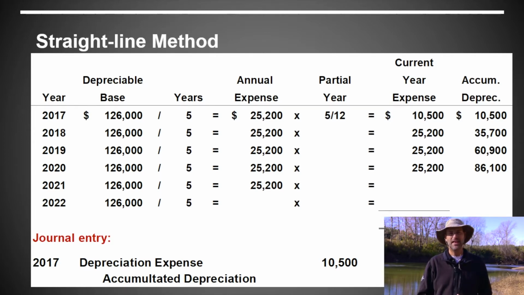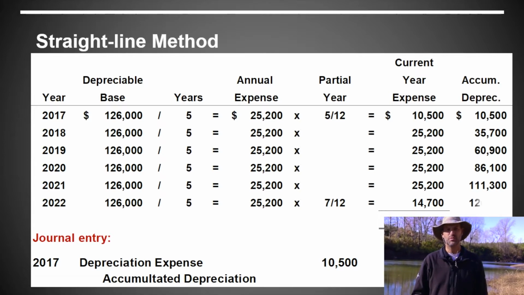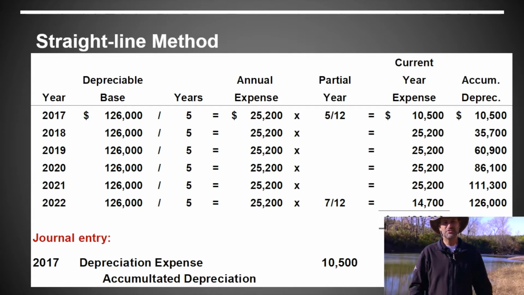It doesn't change. And then in the last year, we have this. The last year is going to be another partial year, just like the first year was, where we took 5/12. In the last year, we're going to take 7/12 of depreciation. So that's going to be a little bit different. It'll only have $14,700 of depreciation, which gives us accumulated depreciation of $126,000, which is equal to our depreciable base. And then we're all done. So that is the straight line method.